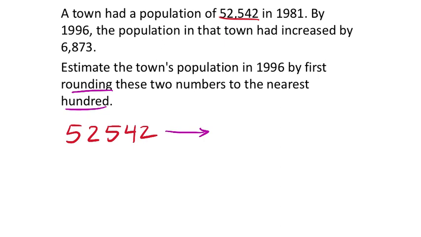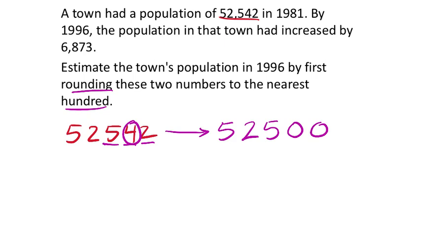So I got to find my hundreds place value. So I've got ones, tens, and hundreds. That's the second 5. And immediately to the right is a 4, which means that the 5 will stay the same. So the 5 in the hundreds stays a 5. All the place values to the right in the tens and ones will become zeros. And nothing has affected anything to the left. So our thousands place value stays a 2, and our 10,000s place value stays a 5. Well, let's see how the rest of it goes.